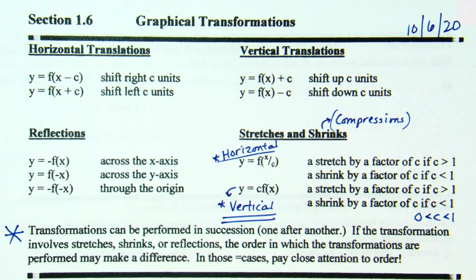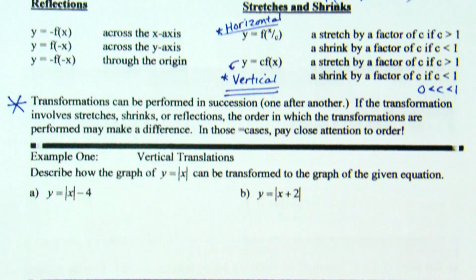Okay? Now, keynote here. Transformations can be performed in succession, so one after another, if the transformation involves stretches, shrinks, or reflections. The order in which the transformations are performed may make a difference. So in those cases, we want to pay close attention to order. And I tend to try and look at it as, what's being done to X first? I can't say that will always work, but what's being done to X first will kind of determine which transformation I do first.